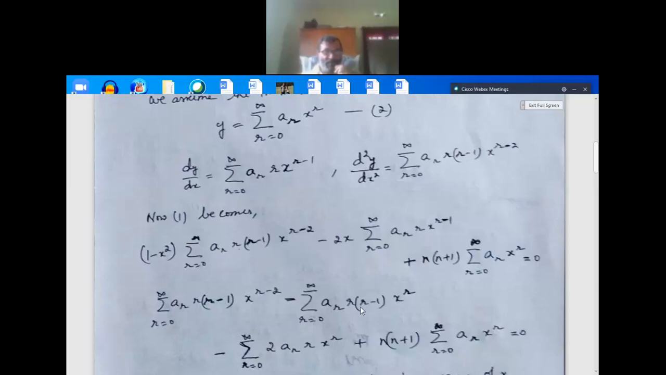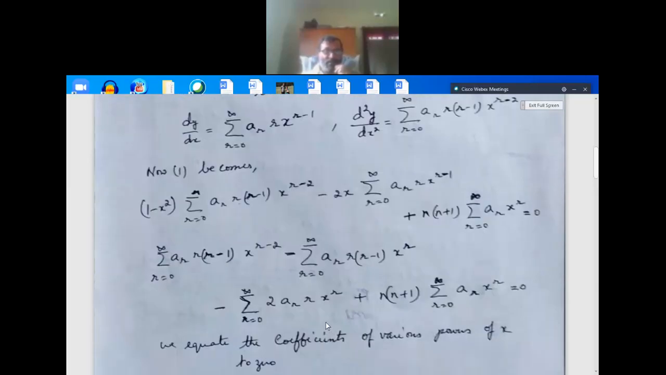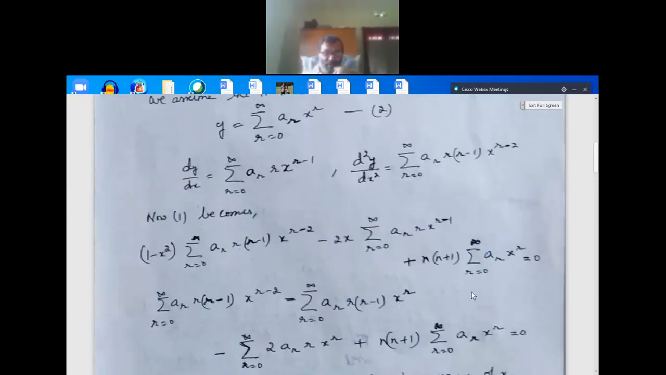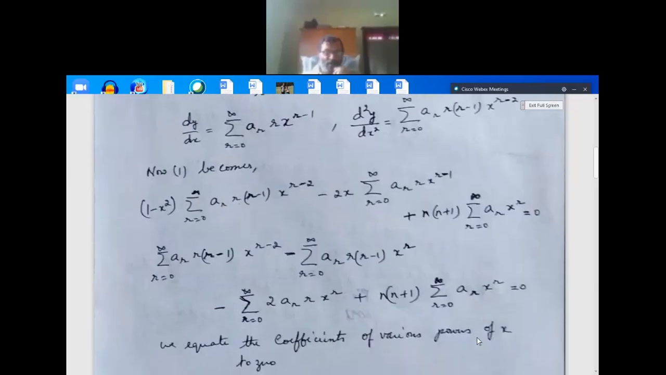Then here, minus 2x into dy by dx, so minus sigma r equals 0 to infinity 2 into ar into r into x power r minus 1 into x power 1, that is x power r. Then plus n into n plus 1 is sigma r equals 0 to infinity ar into x power r. Hope it is clear. So once again I repeat.